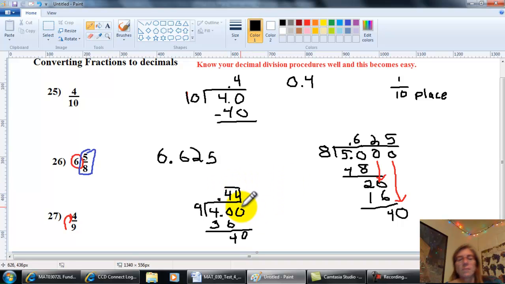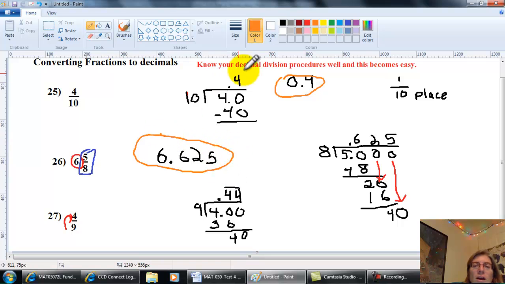It's repeating. So you simply write, let's circle all my answers here. The first answer is there, the second answer is here, and now let's do 0.4. And you don't have to do two 4s. You just do one with the line, and that indicates that 4 keeps going on and on and on.